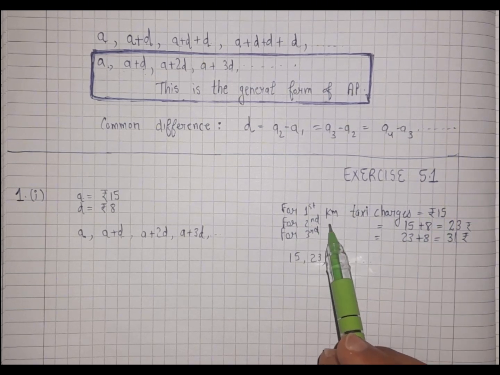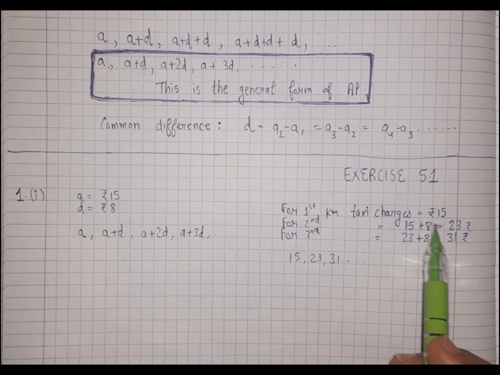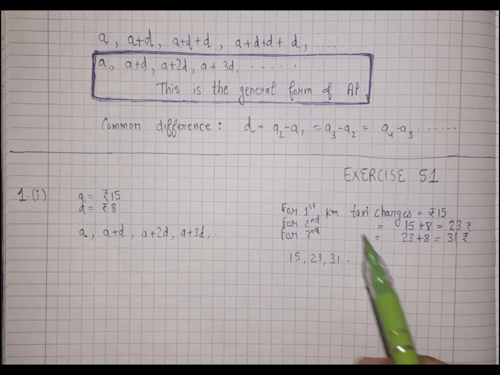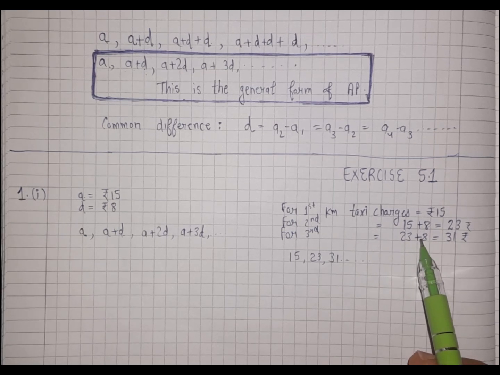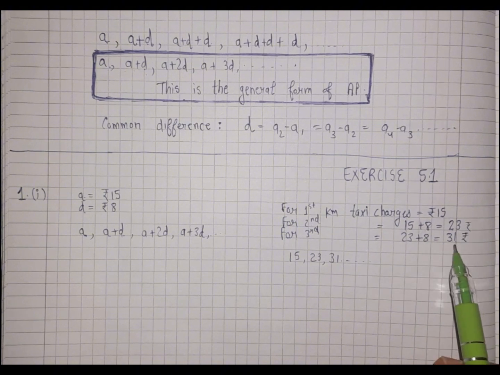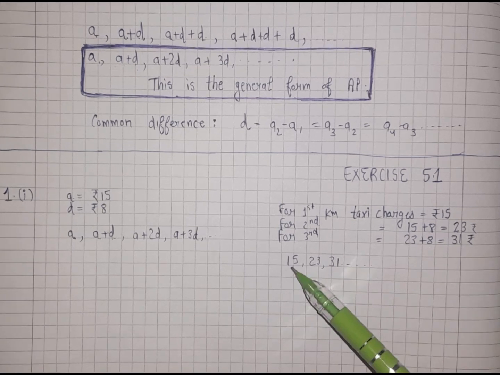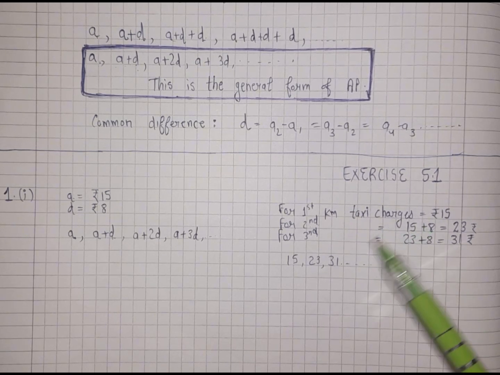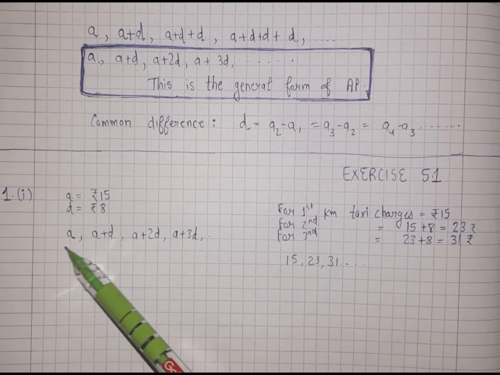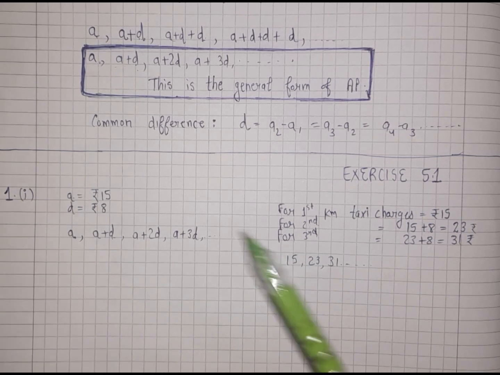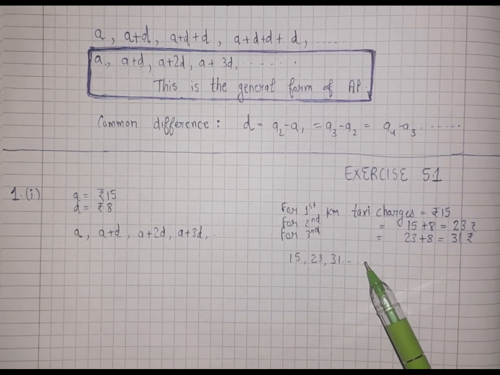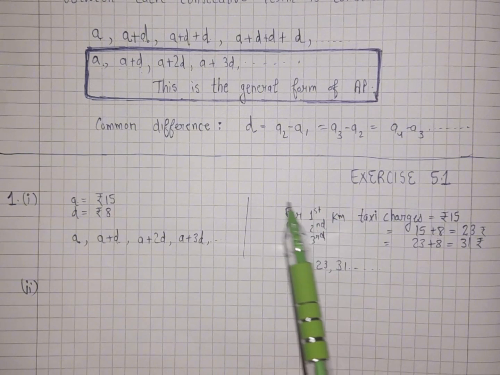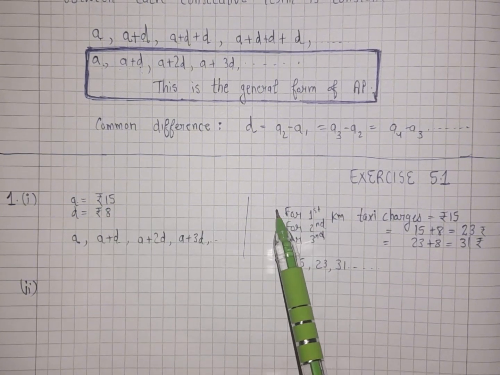For the second kilometer, the taxi charge is 8 rupees more than the previous one, that is 15 plus 8 equals 23 rupees. For the third kilometer, the taxi charge is 23 plus 8, that is 8 rupees extra to the previous one, equals 31 rupees. So 15, 23, 31 and so on is the sequence for the taxi charges. This sequence resembles the general form of an arithmetic progression because each progressive term is obtained by adding a common difference d to the previous term. So this situation makes an arithmetic progression.